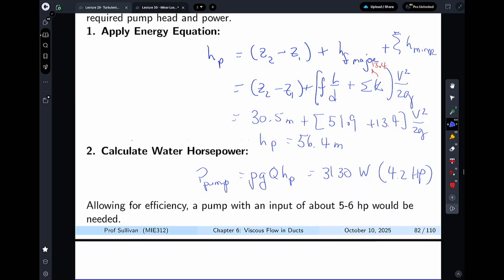So whenever you have dynamic pressure, it's always based on the inlet velocity? Yes, so for a sudden expansion, for everything, it's the inlet velocity. Yeah, you're right. Any other questions?